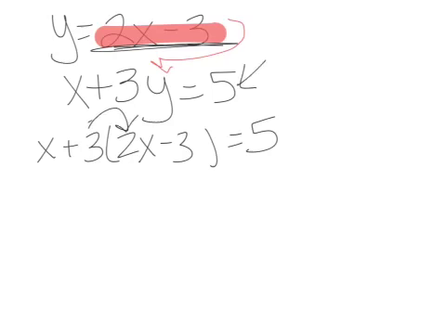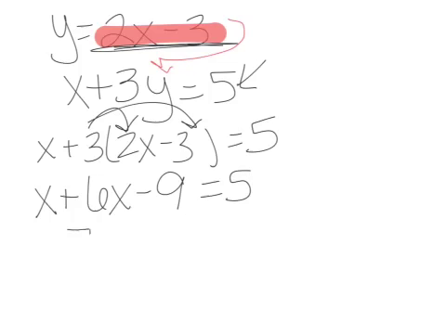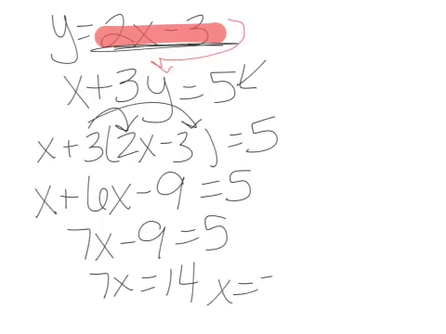So then I would distribute. And so you would have x plus 6x minus 9 is equal to 5. So 7x minus 9 is equal to 5. 7x is equal to 14. So we get x is equal to 2.